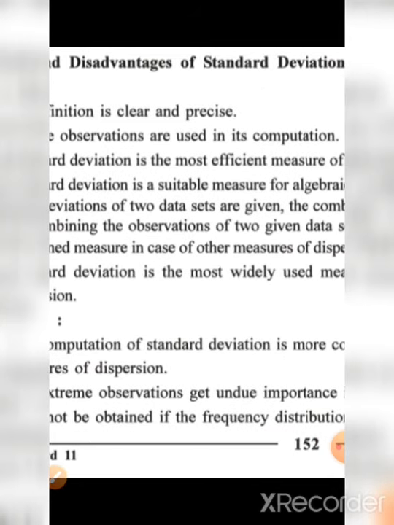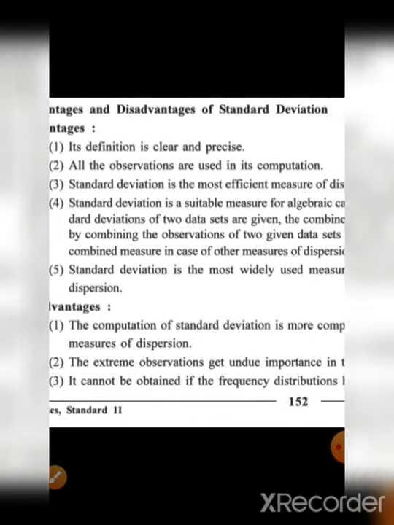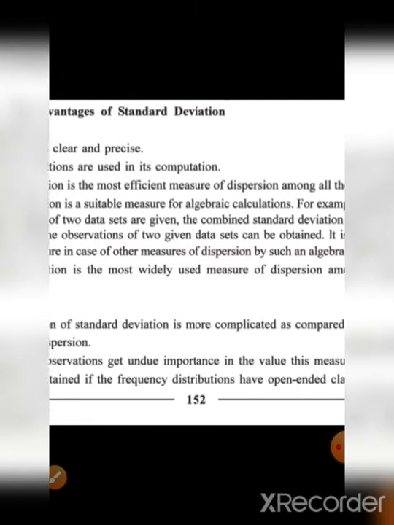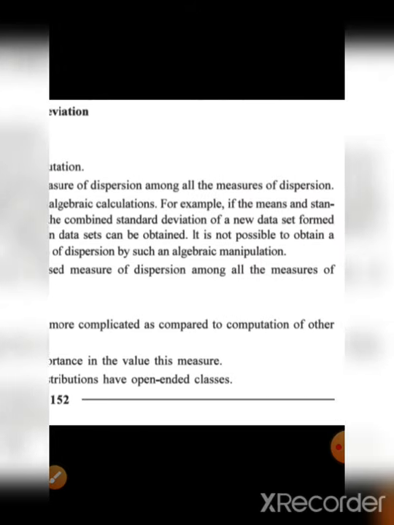Yes, children, as in the formula of the standard deviation we also have the mean, and we know that in the mean we use all the observations, so indirectly we are using all the observations in the computation of standard deviation, and that becomes one of its advantages. Right, see the third one, what they have given in the third one: that the standard deviation is the most efficient measure of dispersion among all the measures of dispersion.